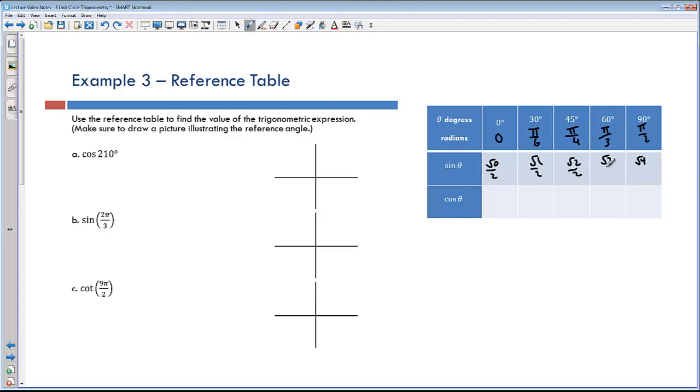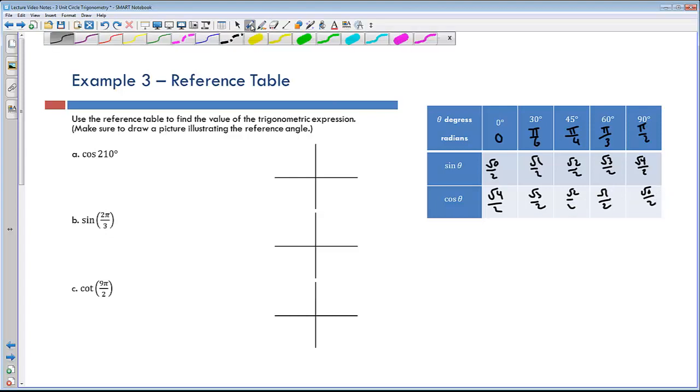And then the cosine of theta is exactly the same. You're just going to write it the opposite way. So root 4, root 3, root 2, root 1, and root 0. And these are all divided by 2 also. All right, so every time I fill this out, hopefully you fill it out with me. Otherwise, you won't memorize it, and you'll struggle greatly with trigonometry.